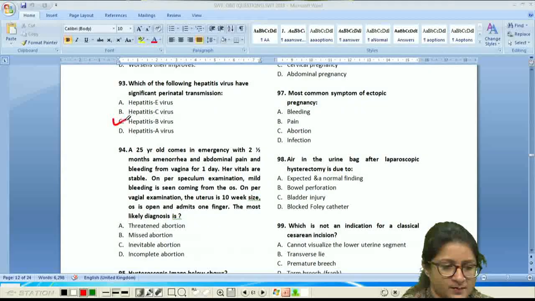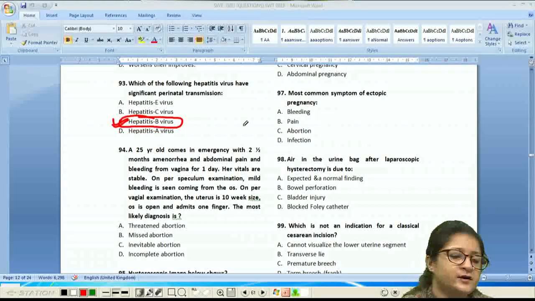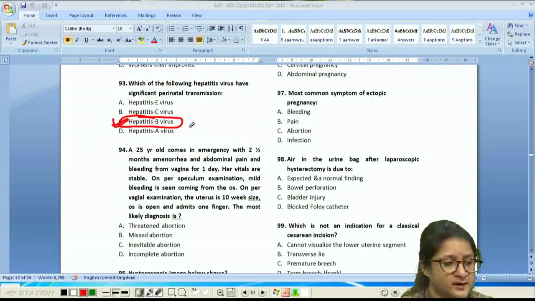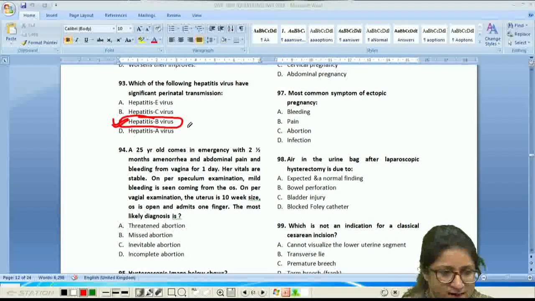Now question number 93: which of the following hepatitis viruses have significant perinatal transmission? Like we discussed, it is hepatitis B virus, because whenever we are talking about the neonate, we are talking in terms of hepatitis B. This question does not specifically need any other explanation.